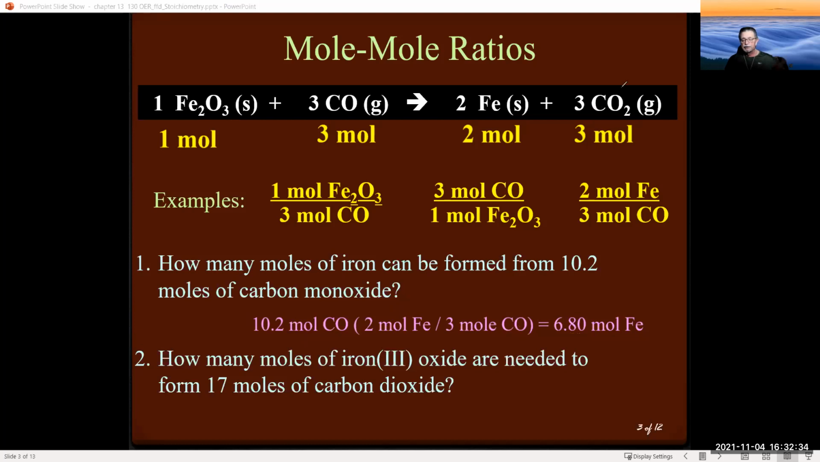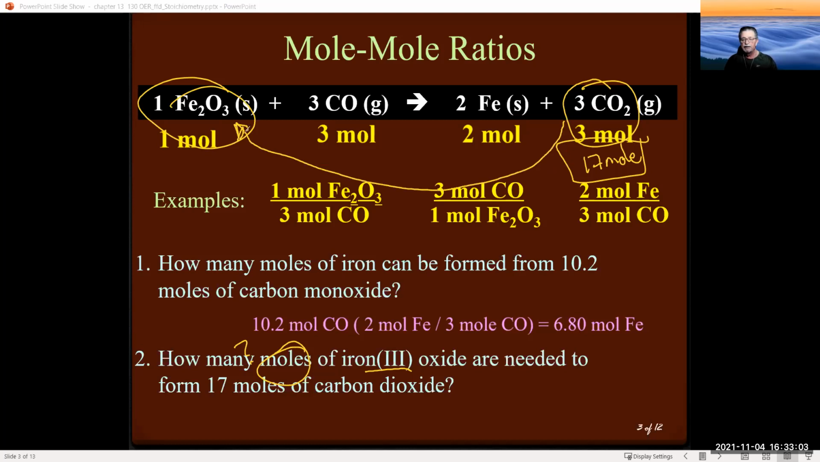All right, let's look at the next problem. And the problem is a little bit different. We're asked how many moles of iron 3 oxide are needed to form 17 moles of carbon dioxide. So carbon dioxide, we need to make 17 moles here. Our relationship is simply between carbon dioxide and iron 3 oxide. That's it. We don't care about the relationships of the other species, just those two.